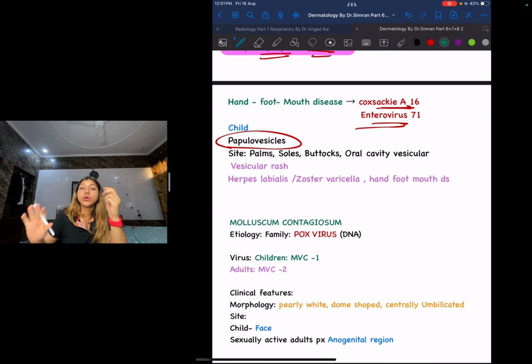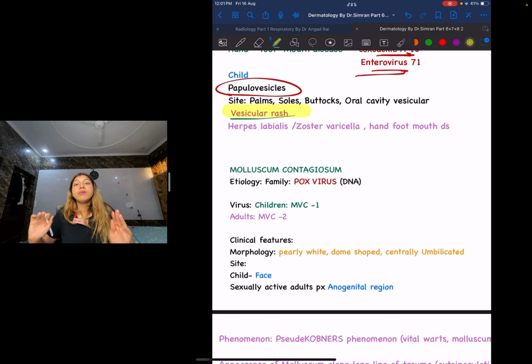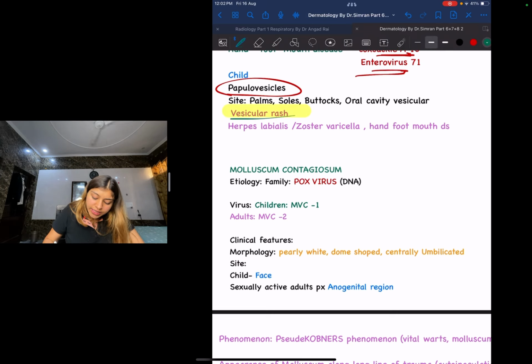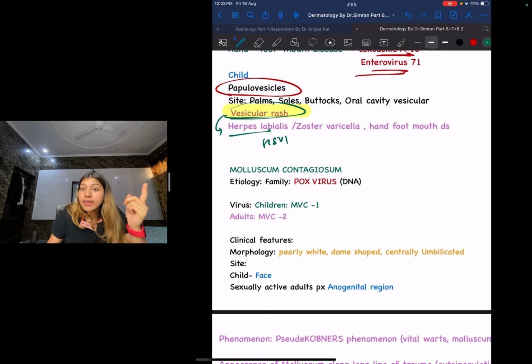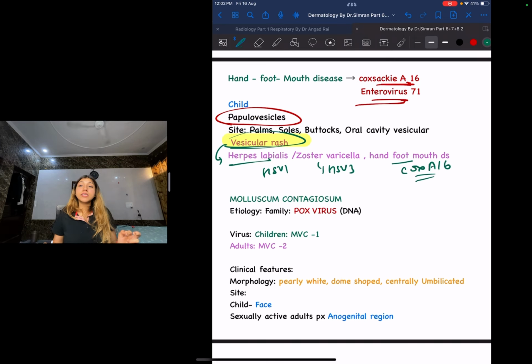That is why it is called hand, foot and mouth disease. These are going to be vesicular rashes. This patient is going to have vesicular rashes. Now, guys, let us write down where, so far, I saw vesicular rashes. I saw it in herpes labialis, which I hope you remember is caused by HSV1; varicella zoster, caused by HSV3; and hand, foot, mouth disease, caused by Coxsackie A16. These are the places where I got to see vesicular rashes.